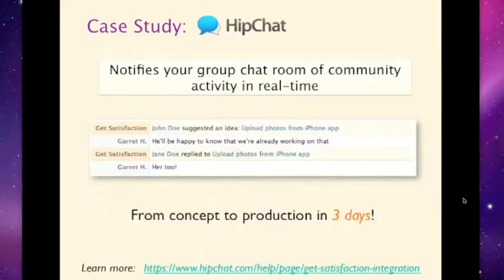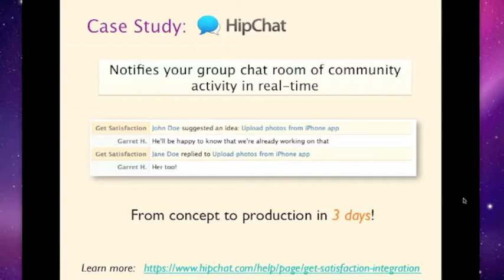The next case study I wanted to mention was a company called HipChat. HipChat does group chat and collaboration software, and they are part of our beta program right now. They built a webhook that allows you to notify your group chat room of community activity in real time. You can imagine you have a group chat room where you're collaborating with your colleagues, and you see activity coming up in the community. You can see that somebody suggested an idea, and then you can quickly have a conversation around that.